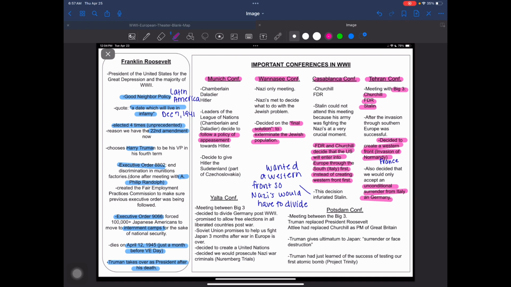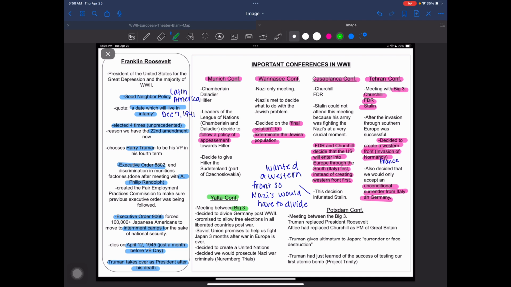Moving on to another conference, we are going to have what's known as the Yalta Conference. The Yalta Conference is very important, not just in this unit, but in the next unit. This is, again, a meeting between the big three, Churchill, FDR, and Stalin. And this is what we're going to decide to do post-World War II. So technically the war isn't fully over, but we're already making plans on what we are going to do when this is over.